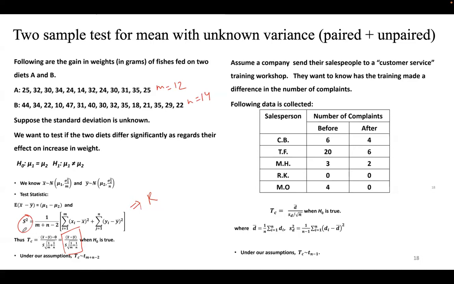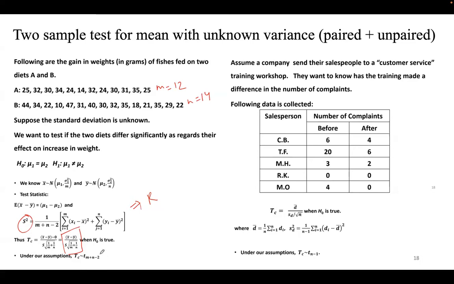You calculate the value of s square. You take the root, so you get s. You plug these values here. So x bar, you know, that was 28. Y bar, you know, that's 30. M here is 12, n here is 14. Once you plug in these values, you get this value of the t statistic.